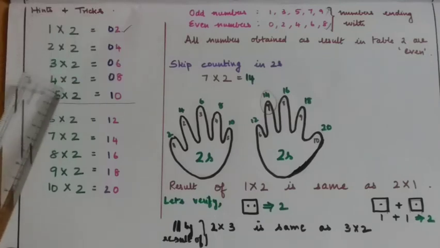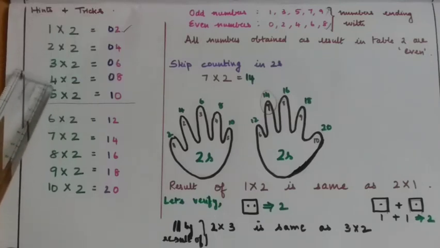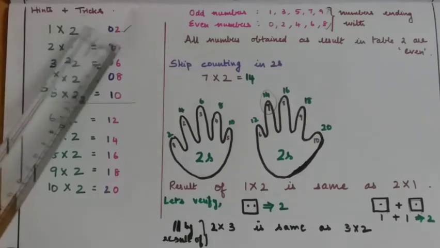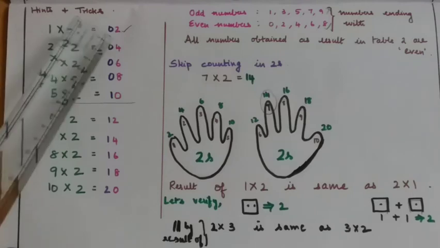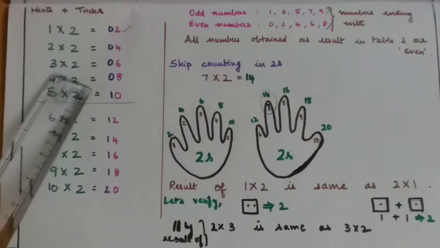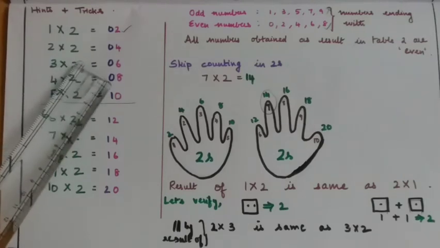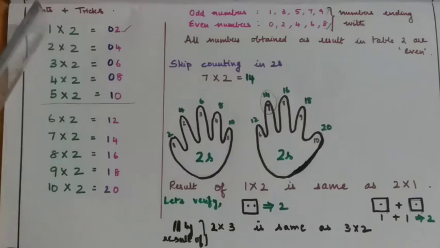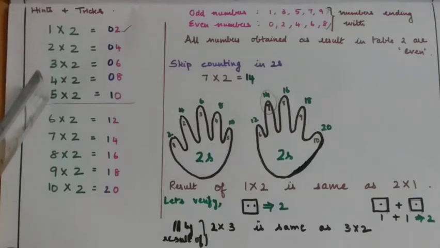For the rest of the rows, the trick that we are going to follow is doubling. So in any row of table 2, the number with which 2 is multiplied has to be doubled to get the answer. So if you take the second, third, fourth, fifth row, the results obtained are just the double of 2, 3, 4 and 5. So when the child is questioned what is 2 into 2, the child should be able to visualize it is nothing but 2 plus 2, so the result is 4.